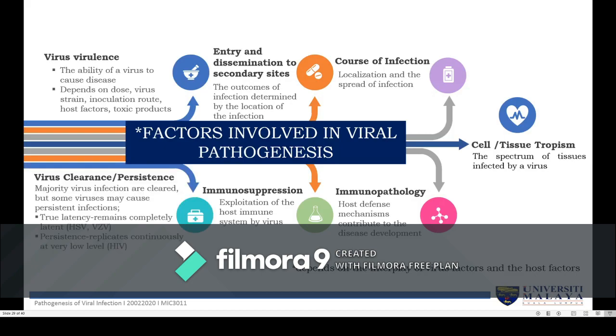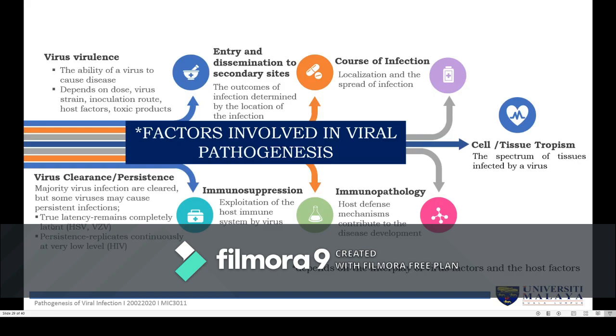And then virus clearance and persistence is also a factor. Majority of virus infections are cleared, but some viruses may cause persistent infections. Yeah, there is true latency. They remain completely latent, such as herpes simplex virus, so HSV, and VZV, varicella zoster virus. So when you answer, please put the full name. You do not put HSV or VZV. I don't have space here, but please remember, when you are answering the question, put the full name of the virus. Yeah?